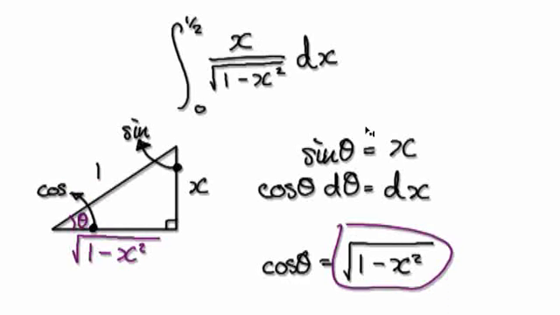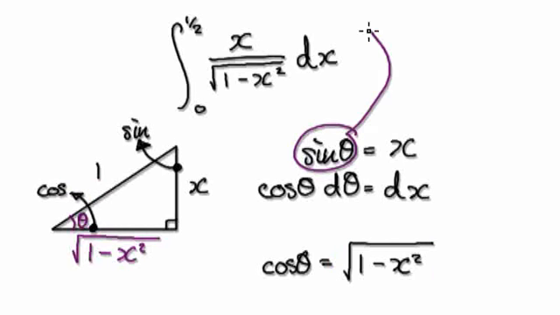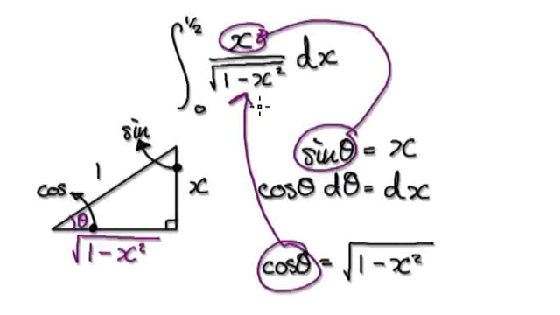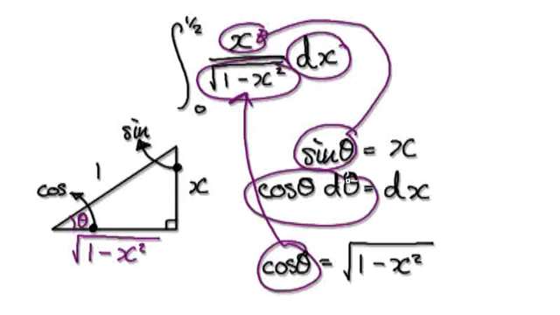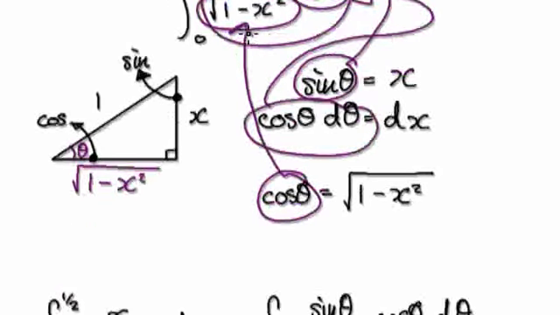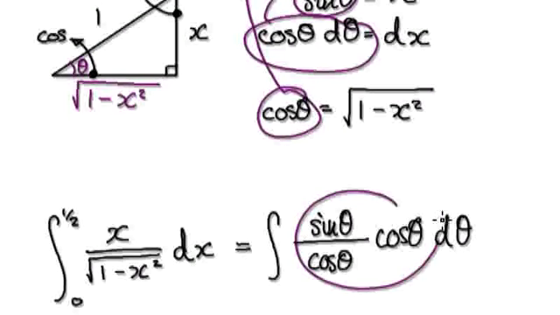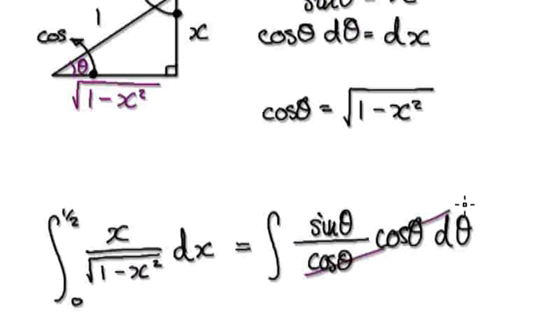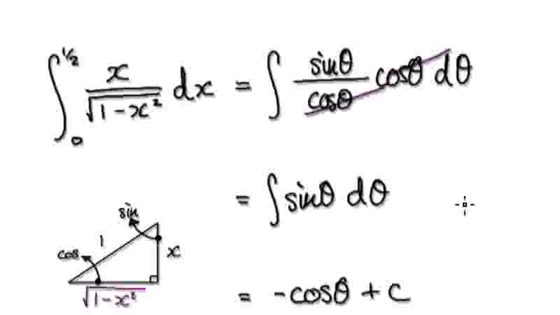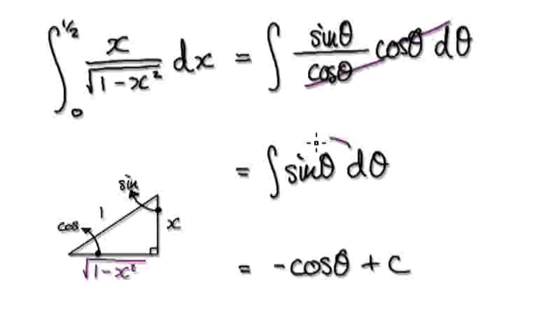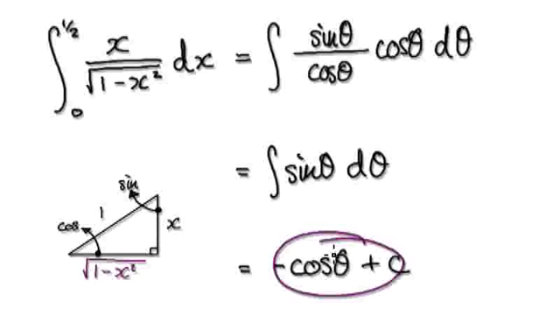So cosine will be this, and then now you can put this into here. Put the cos into this complicated square root thing here, and then the dx here is this thing here. So you can put it into here, and then this whole thing here will become this, and then cancel it out. We've done this many times, so now it's just a matter of integrating sine theta. Integrate sine theta, it will give you this.